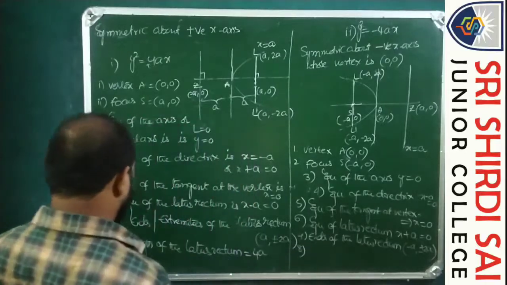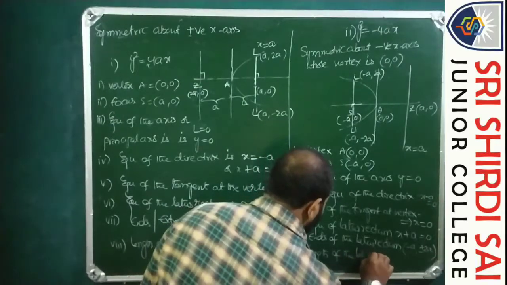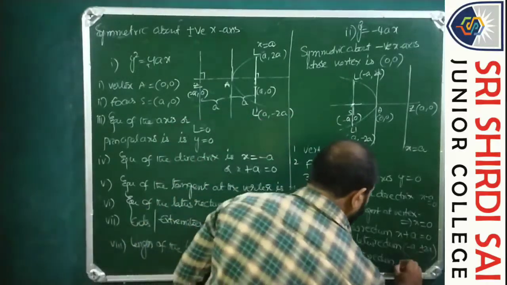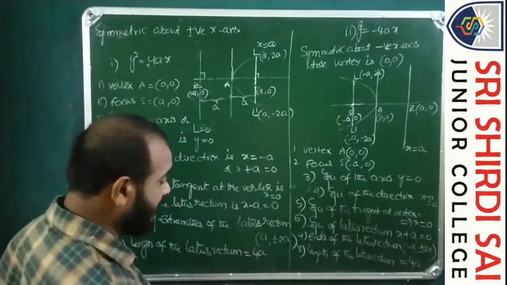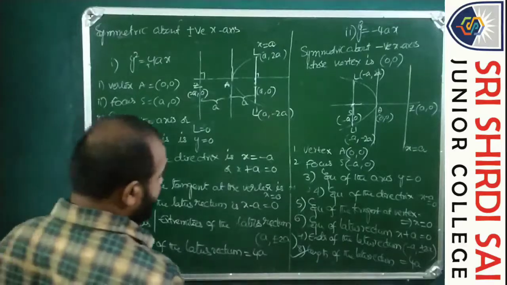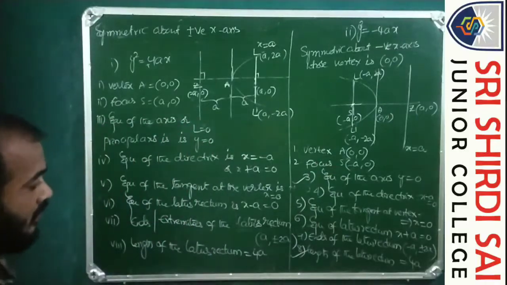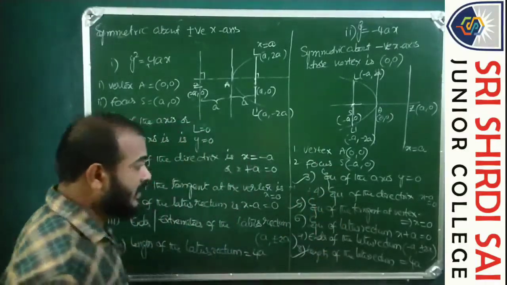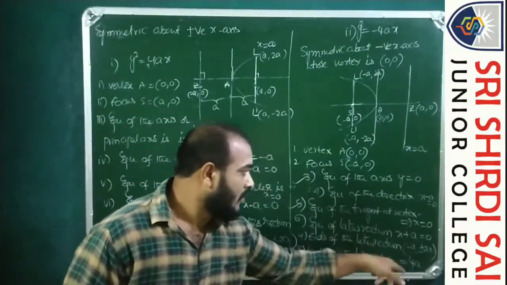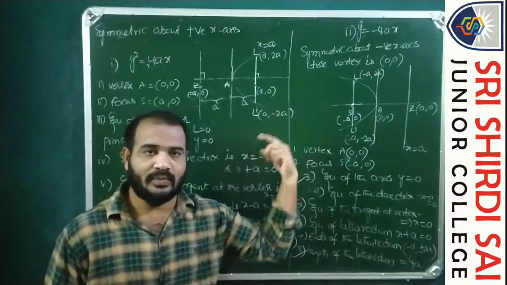And the last point is the length of the latus rectum. There would not be any change. The length of the latus rectum is this length 2a plus this length 2a, which equals 4a. Therefore, the things which did not vary are the equation of the axis, the equation of the tangent at the vertex, and the length of the latus rectum. These are the same for both the parabolas y square equals plus or minus 4ax.